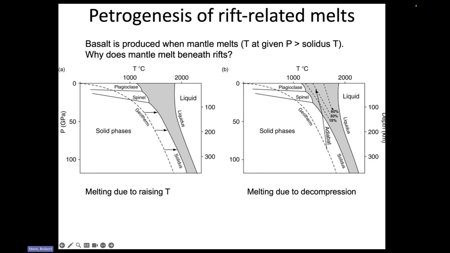That's what we think happens beneath rifts. The extension allows the underlying asthenosphere to rise to the surface, decompress, and melt. And those melts rise to the surface to become igneous rocks. Any questions about that? It's a lot, but it's remarkably simple.